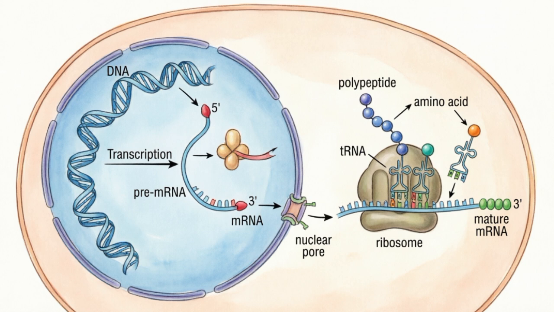Summary and key learning points. To summarize, the information flow is unidirectional from DNA to protein. It is a two-step process starting with transcription in the nucleus, followed by translation in the cytoplasm. Molecular machinery like RNA polymerase and ribosomes work together to ensure accurate information transfer using base pairing rules. This covers the detailed process of the central dogma.